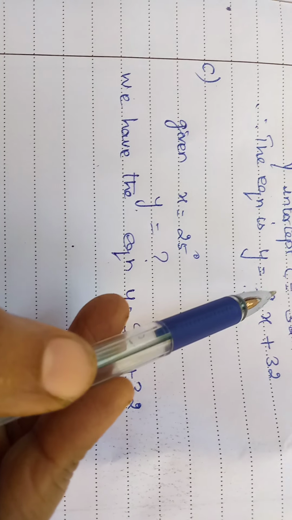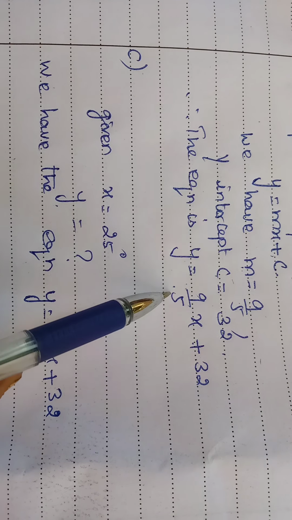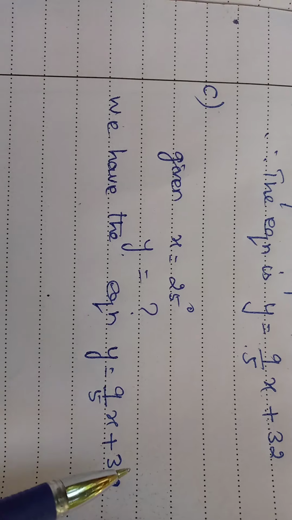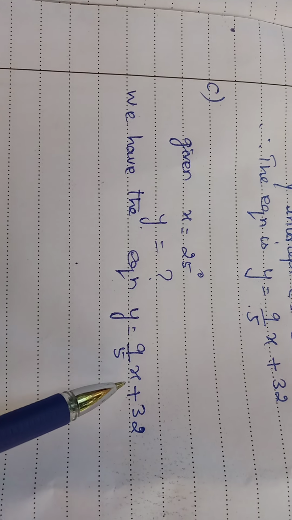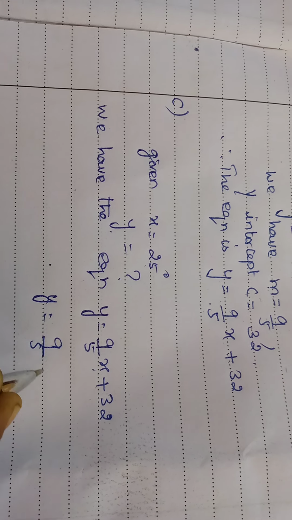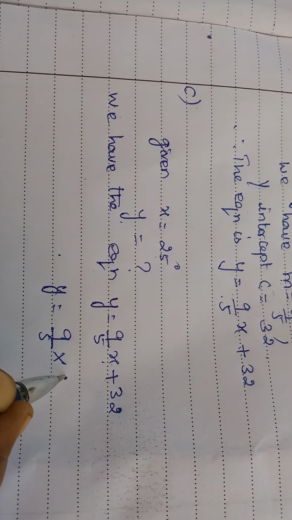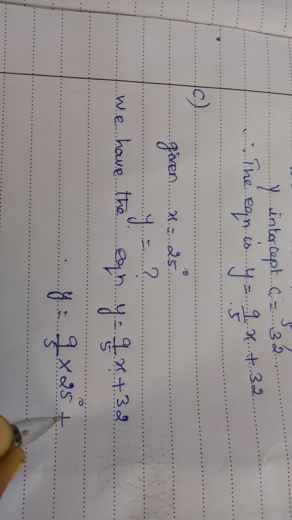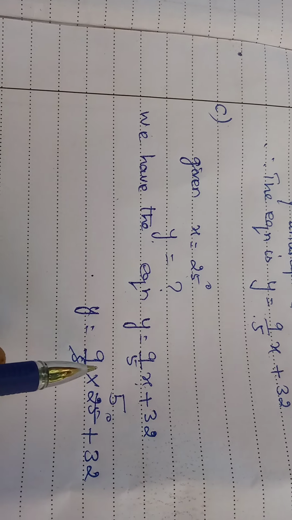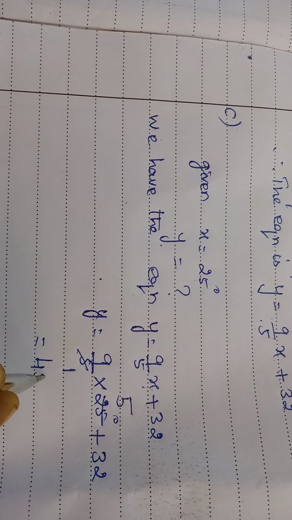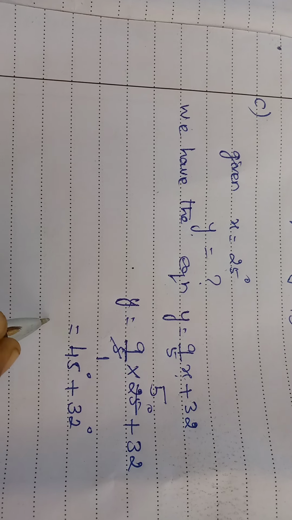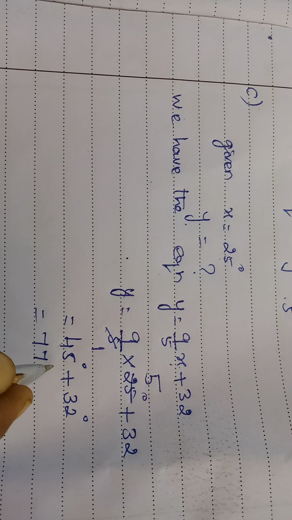We have the equation from the second subdivision: y is equal to 9 by 5 into x plus 32. This equation can be used for the next subdivision. Let us apply 25 degree in place of x. We get y is equal to 9 by 5 into 25 plus 32. Shall we cancel it? 1 5 is 5, 5 5s are 25. Now 9 into 5 we have 45 plus 32. Add both, which is equal to 77 degree.